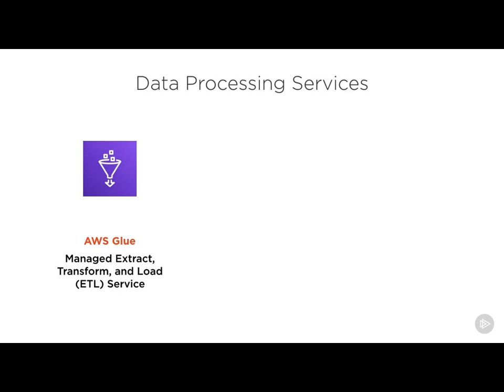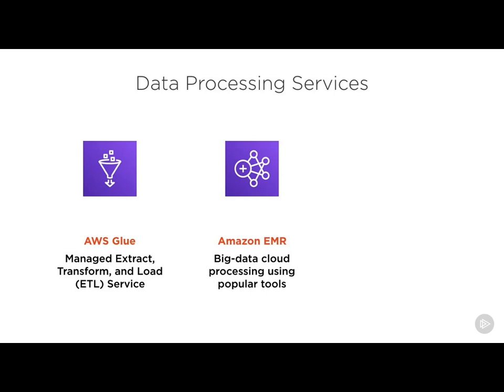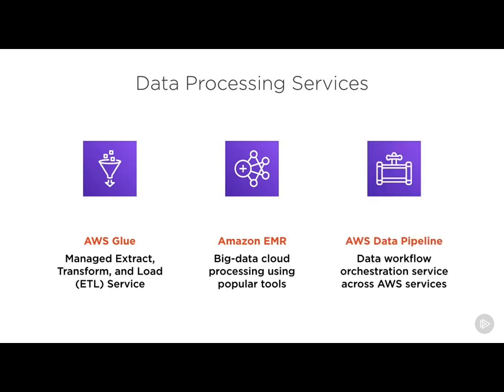Then we have another service, and that is Amazon EMR, or Elastic MapReduce. And this is a big data cloud processing suite, and it uses popular tools, and we'll cover what those tools are in just a minute. And then finally, we have AWS Data Pipeline. And this is a workflow orchestration service across separate AWS services. So if you want to manage the process of how data gets from point A to point B, especially if it needs to go through a specific type of AWS service in the middle, this is where Data Pipeline can be very, very helpful. So let's look at each of these in turn.